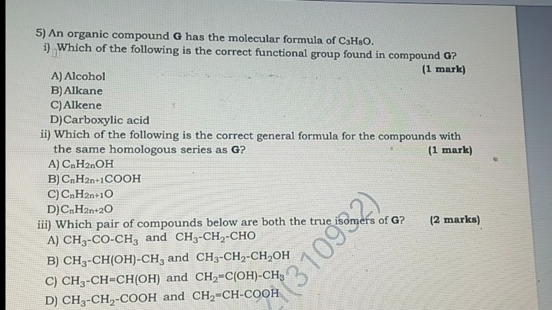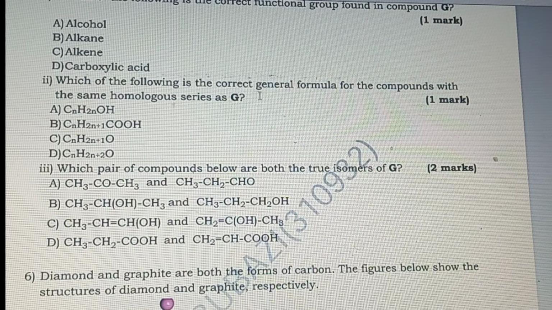Okay, let's continue with question 5. An organic compound G has the molecular formula of carbon 3, hydrogen 8, oxygen 1. Which of the following is the correct functional group found in compound G? The functional group of this chemical formula, carbon 3, hydrogen 8, oxygen, is this one, alcohol. It is alcohol because the general formula of alcohol is carbon N, hydrogen 2N plus 2, and oxygen.